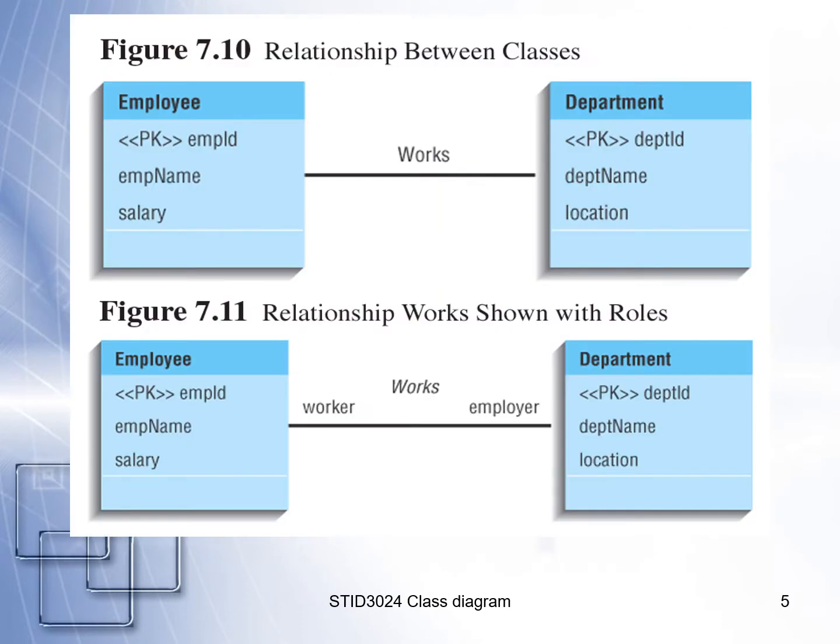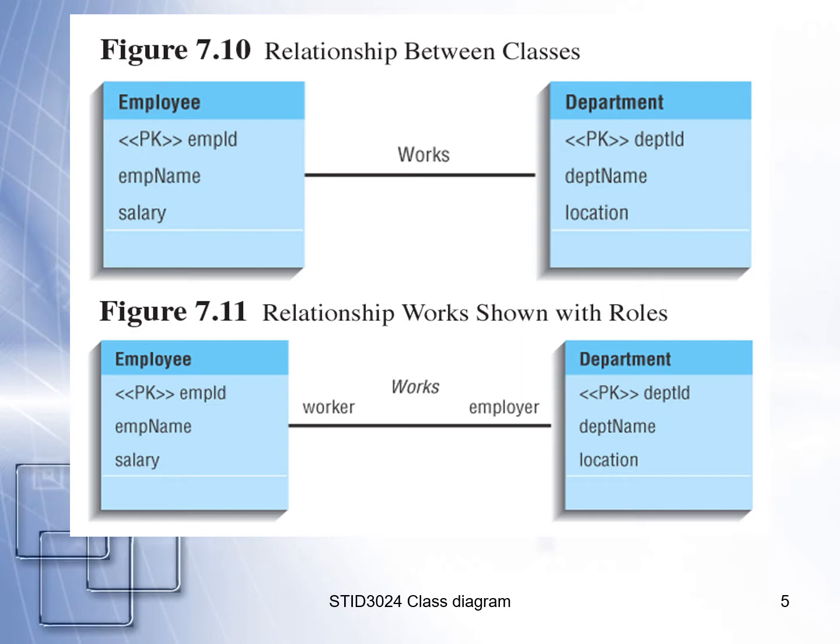Okay, let's say you have several classes and you want to show the relationship. One way of doing it is by using a line, and you normally label it with a verb. This is to make it easy for you to read the diagram. So for example, an employee works for a department.